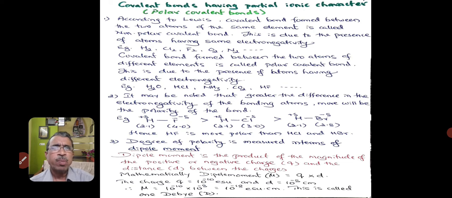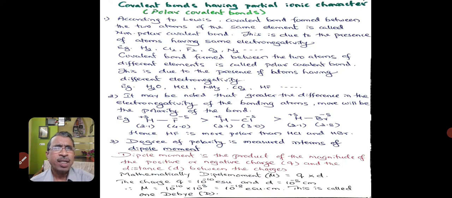A covalent bond formed between two atoms of different elements is called a polar covalent bond. This is due to the presence of atoms having different electronegativities. Examples are the water molecule, HCl, ammonia, carbon dioxide, hydrogen fluoride, and so on.